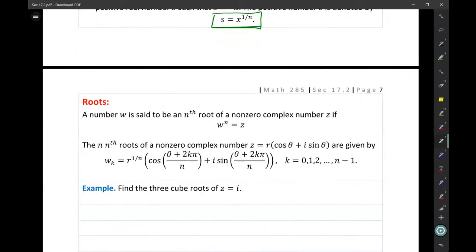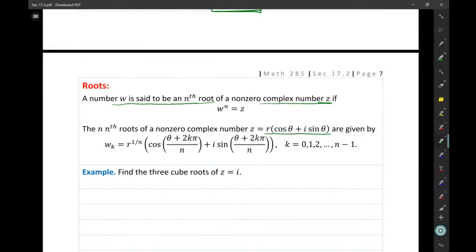But in complex numbers, the equation is totally different. For example, a number w is said to be an nth root of the non-zero complex number z if w to the power n is equal to z. In this case, the nth roots of a non-zero complex number z, which is written in the polar form r times cosine theta plus i sine theta, are given by the following.